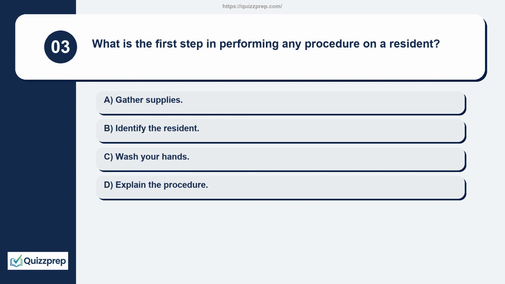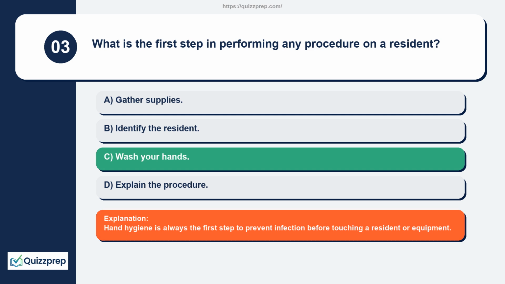Question 3. What is the first step in performing any procedure on a resident? Gather supplies, identify the resident, wash your hands, explain the procedure. Hand hygiene is always the first step to prevent infection before touching a resident or equipment.